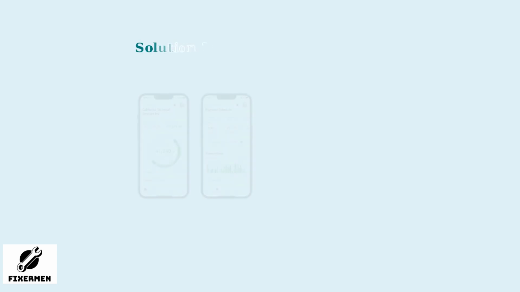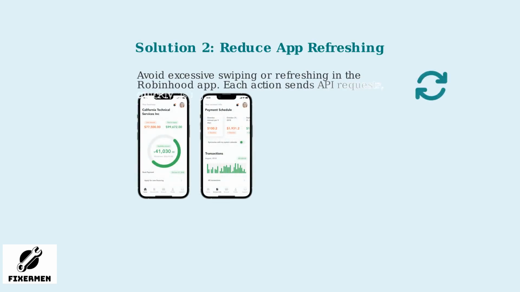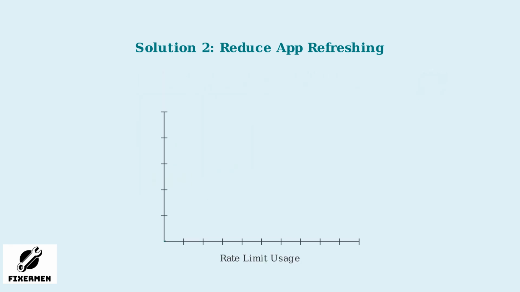One effective way to avoid Error 429 is to reduce excessive swiping or refreshing within the Robinhood app. Each time you pull down to refresh or swipe between screens, the app sends API requests to Robinhood's servers. These requests count toward your rate limit of 150 calls per minute for basic users. As you can see in this graph, frequent refreshing causes your rate limit usage to spike rapidly. This can quickly exhaust your available requests, triggering the too many requests error.